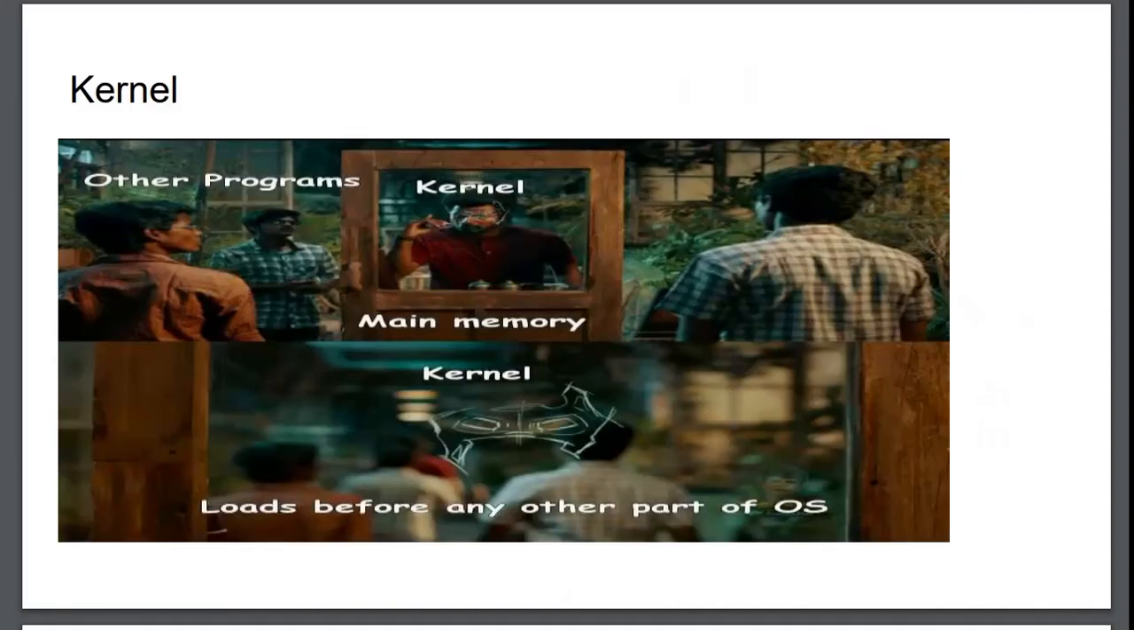Kernel, right? When an operating system is loaded, the first part that is going to get loaded is the kernel. I have illustrated that with the film hero. In this particular scene, the first thing that gets loaded is the ICAP, right? Then only the actual men will come onto it. So that is the kernel that I have illustrated. It loads before any other part of the OS.